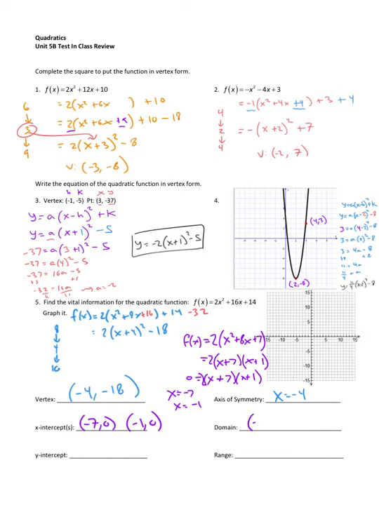Domain we know is always negative infinity to infinity. Range I'll put after I graph it. Y-intercept, remember that means find f of 0. Plug in 0, and if you go to standard form at the beginning, we can see that's 2 times 0 squared, plus 16 times 0 is 0, plus 14. So I know my y-intercept is (0, 14).